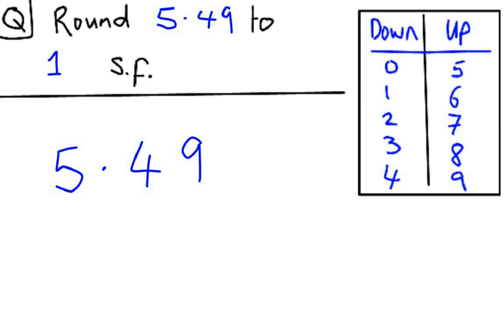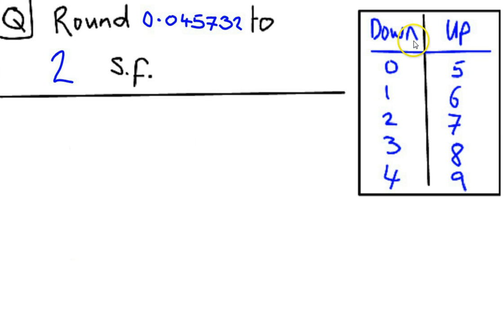So what I'm going to do, just the same as I did when we were rounding to decimals, after that I'm going to put a line down. Now, we're going to look at the digit immediately after the line. So this one here is a 4. Looking over here, you can see our 4 in this table that we need to memorize. Our 4 tells us that we need to round down. So this to the nearest one significant figure would just be 5.